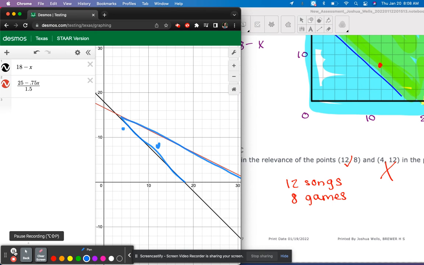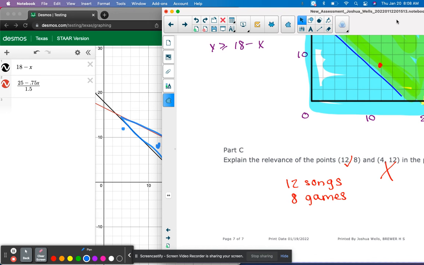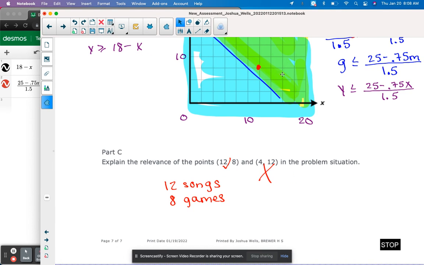All right, so back to what we were talking about. Whenever we graph these two, one is inside the triangle and one is outside. Meaning, if I look at the graph over here, 12, 8 is inside that double shaded area, but if we look at 4, 12, it is not in the double shaded area. So the relevance of the points 12, 8 means that she can purchase 12 songs and 8 games.